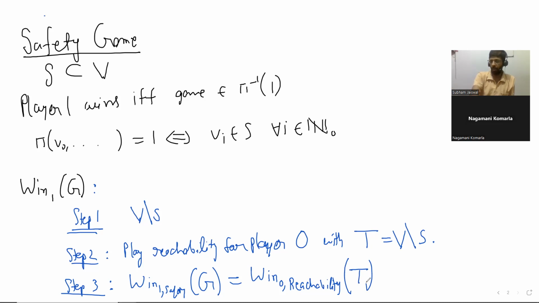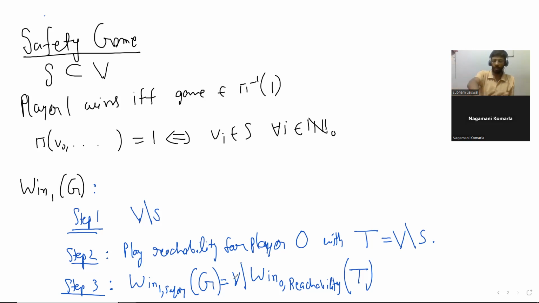Yeah, this should take a complement, right? Yeah, we have to take a complement. Complement of the same thing. So V minus this, right? Yeah, because those are the vertices. Win 0 reachability T is the vertices from which player 0 can always reach T, right?